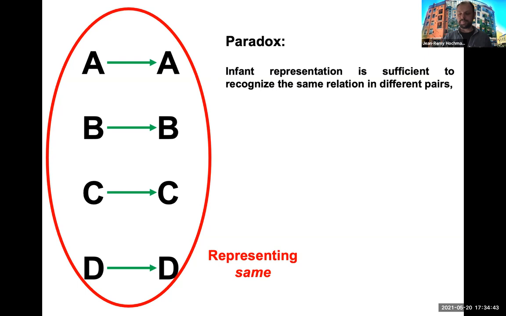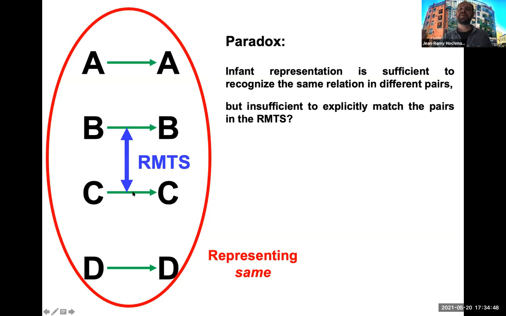But, and that's where the paradox is, this representation seems to be insufficient to explicitly make the match between two pairs of same items, right? So infants apparently see that there is something common to BB and to CC, but they seem unable to explicitly match BB and CC. So how can we solve this paradox? And this is what I will try to do in the remainder of this talk.